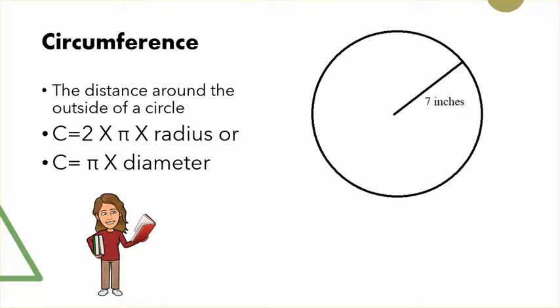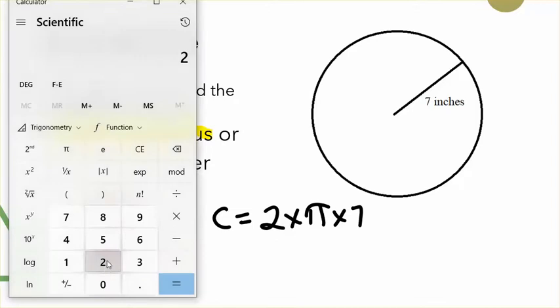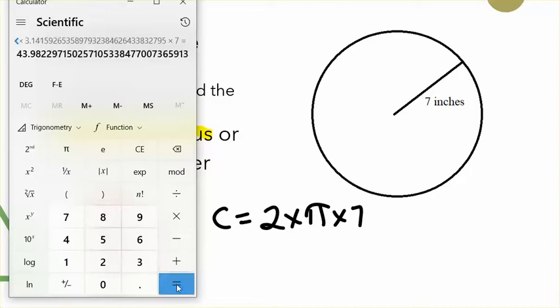So let's go ahead and find the circumference of this circle. When I look at the circle, I see that I have 7 inches. That's the radius. So I'm going to use this top formula. In this case, the circumference will be 2 times pi times my radius, which is 7. We're going to need our calculator for this. 2 times, there's my pi key, times 7 equals.